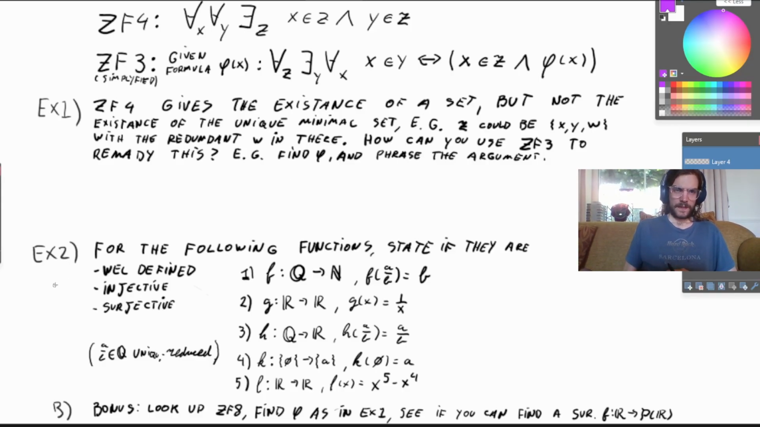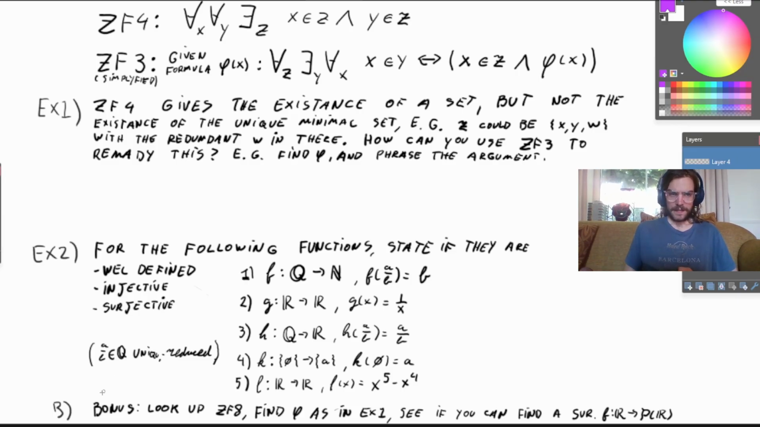Exercise 2. I have a bunch of functions. They go from one set to another set. And then here it's defined what the function does. And you have to say if they are well defined, if they are injective, if they are surjective. And when I say A over B as an element of Q, it's the unique reduced version of the element. So for every element in Q, there's only one unique reduced version. So it's not the case that these two are not well defined because this is not uniquely defined.